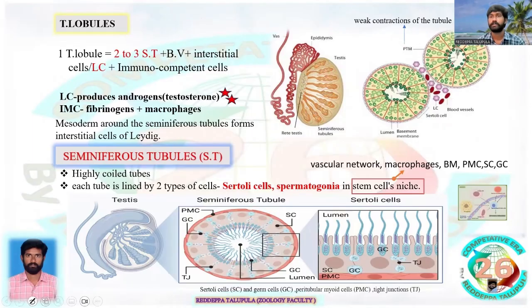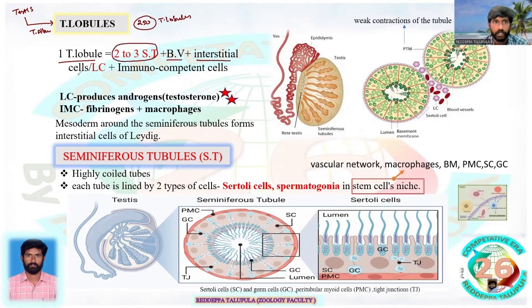See, testis. I already informed you. Each testis is divided into testicular lobules. Around 250 testicular lobules will be present. Okay, it is due to the middle layer of the testis, nothing but tunica albuginea. Okay, keep it in mind. One testicular lobule is composed of 2 to 3 seminiferous tubules and the blood vessels, interstitial cells, nothing but Leydig cells, and immunocompetent cells.